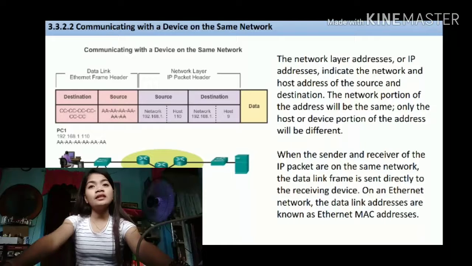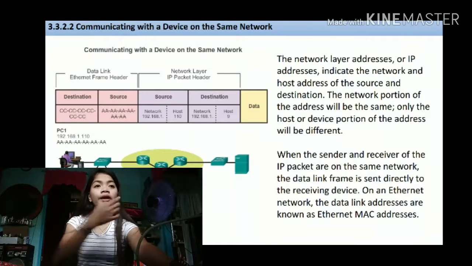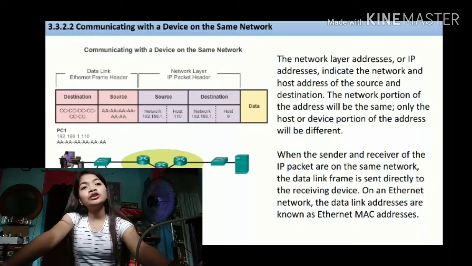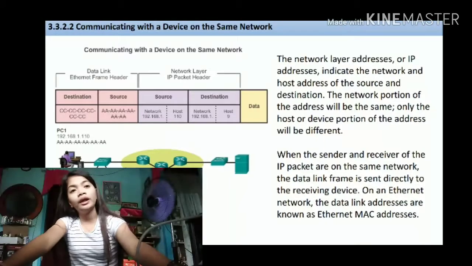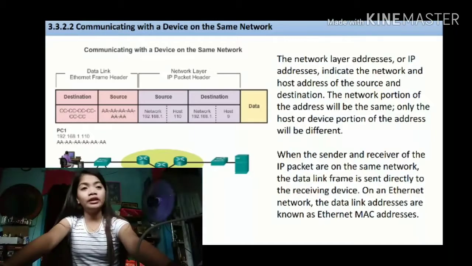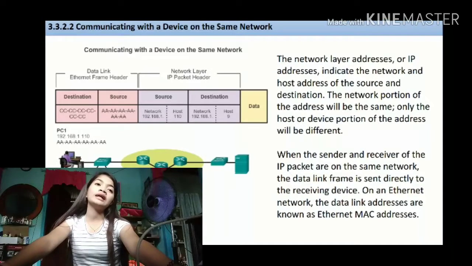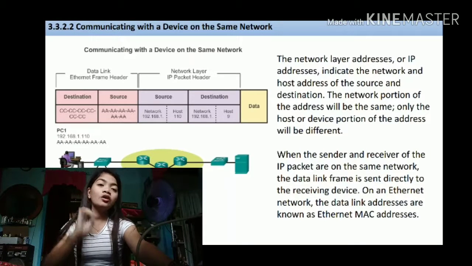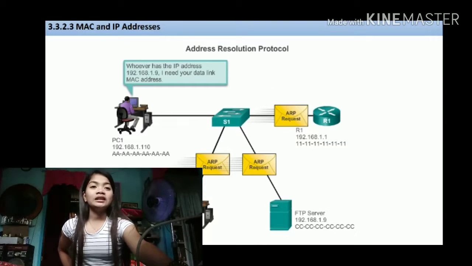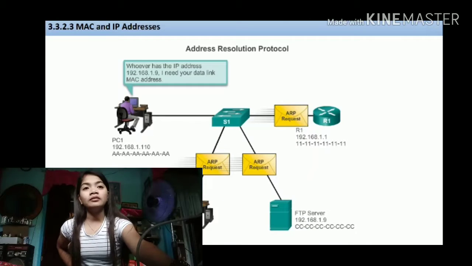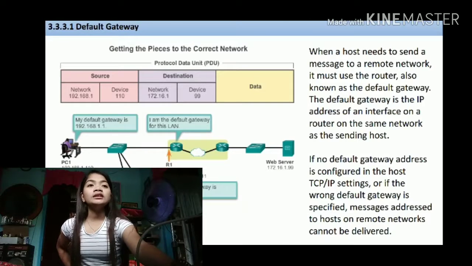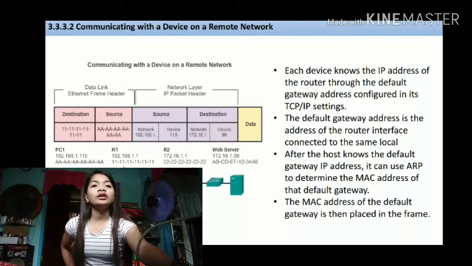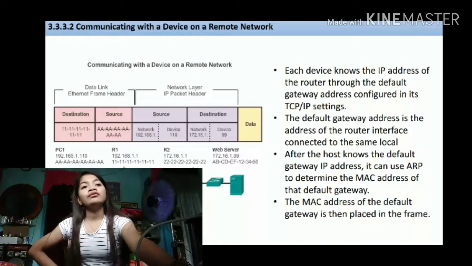When a host needs to send a message to a remote network, it must use the router, also known as the default gateway. The default gateway is the IP address of an interface on a router on the same network as the sending host. If no default gateway address is configured in the host, or if it's wrong, messages addressed to hosts on remote networks cannot be delivered. Each device knows that IP address, and the MAC address of the default gateway is then placed on the frame.